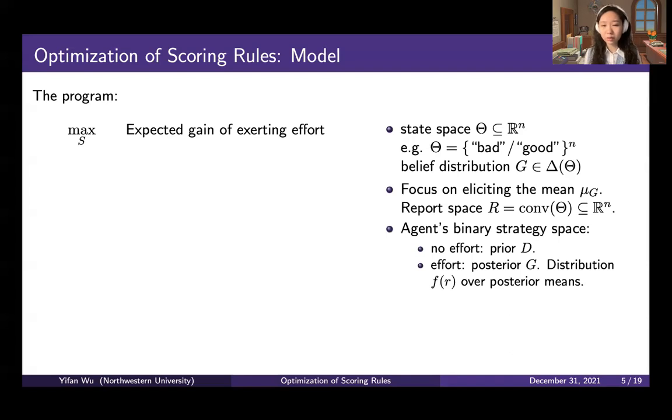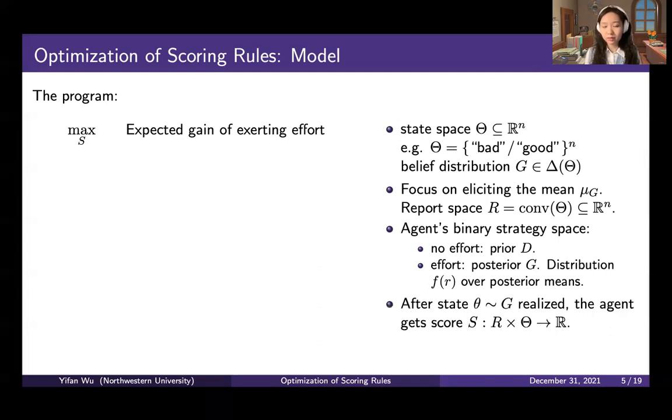The agent has a binary strategy space. If the agent is not exerting any effort, the agent's belief distribution is simply the prior distribution, which is D. If the agent chooses to exert effort, she will have a posterior belief distribution, let it be G. We assume the agent is doing Bayesian updating, so there will be randomness in Bayesian updating, and there will be a distribution over posterior distributions. So we let the distribution over posterior means be f of R.